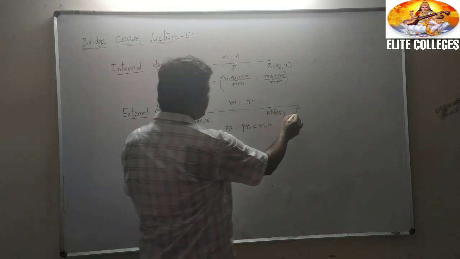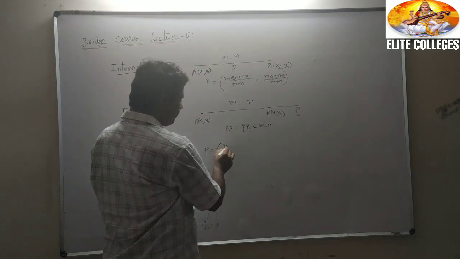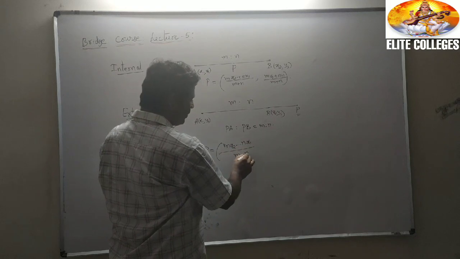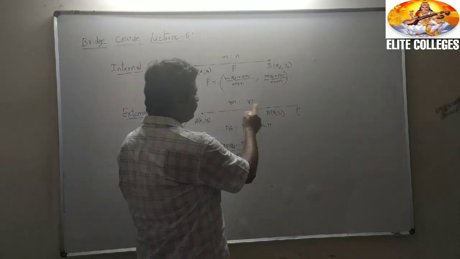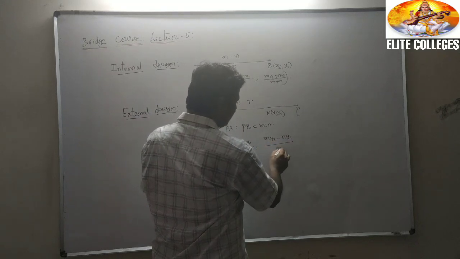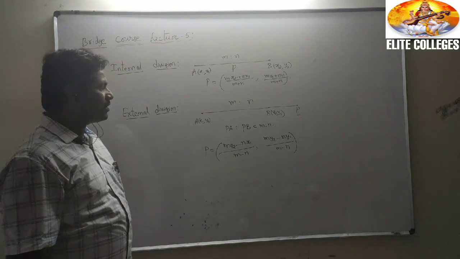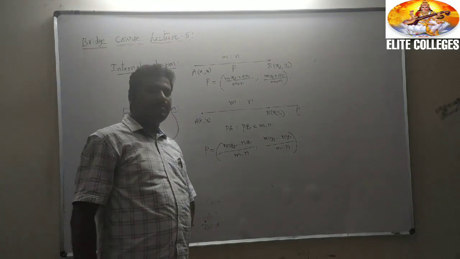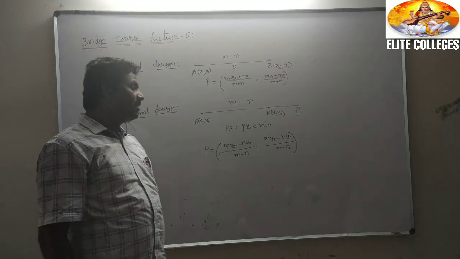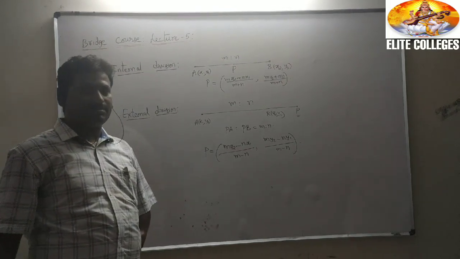Then what are the coordinates of P? P equal to (mx2 minus nx1) by (m minus n), comma (my2 minus ny1) by (m minus n). That is the external division. So P lies outside the line segment AB. So what is the formula? (mx2 minus nx1) by (m minus n), comma (my2 minus ny1) by (m minus n).